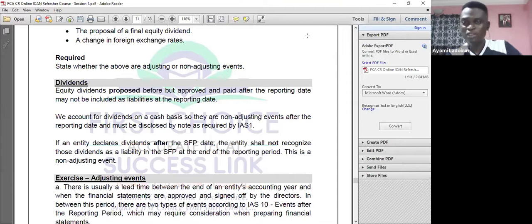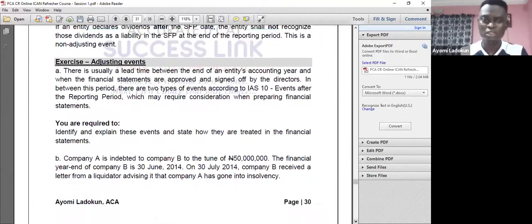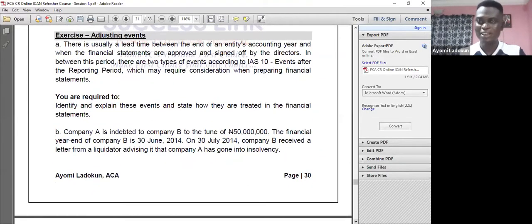Grab your keypad. Sorry, you don't have keypads again. Start touching the screen of your device. Go to the chat room and let me know your idea. What do you understand? Is the COVID-19 pandemic an adjusting event or a non-adjusting event? I'm waiting for your responses. Then we solve this last question and we move away from IAS 10. Nobody's answering me. Are you sure you're writing this exam? Okay, I think I see a chat. Let me try and find out.